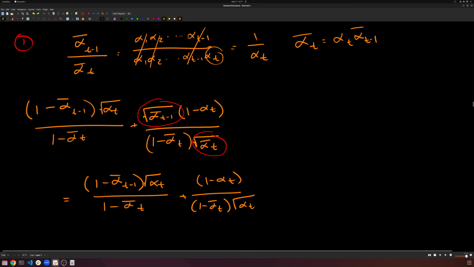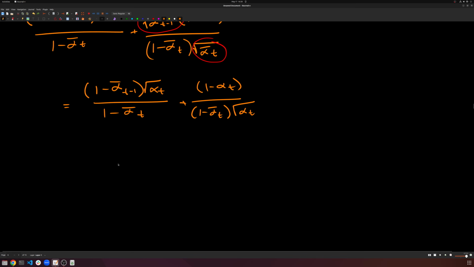So now that we have that, that's our first major simplification. The next simplification will be on this portion right here. So we have 1 minus alpha hat t minus 1 times the square root of alpha hat. Okay, so what we can do here is cross multiply, right? We need to actually put these terms together.